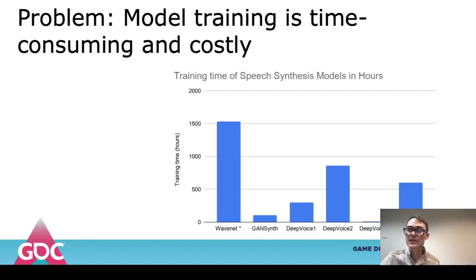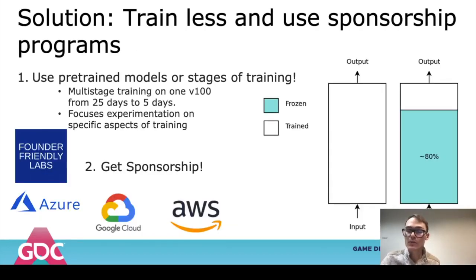In order to cut down on the time and money required, two straightforward things to do are: one, use a pre-trained model to jumpstart your training. Alternatively, you can use an existing model and fine-tune that model for your particular dataset or training scheme. This reduces our training time significantly and lets us focus directly on our experiments.